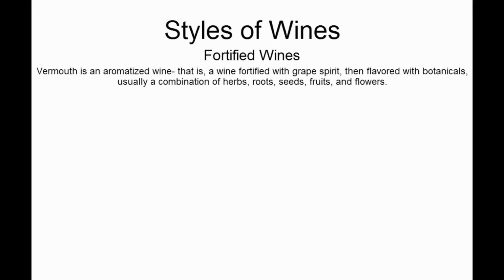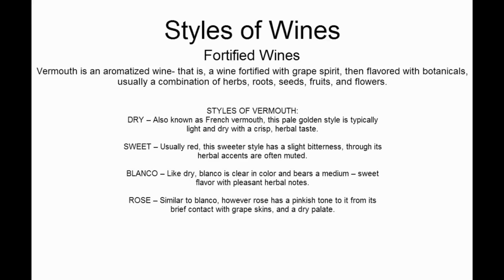Vermouth is an aromatized wine, that is, a wine fortified with grape spirit, then flavored with botanicals, usually a combination of herbs, roots, seeds, fruits, and flowers. There are 4 styles of vermouth: dry, sweet, blanco, and rosé. Vermouths are often served on the rocks prior to a meal, but sweet and rosé styles can be great digestives.